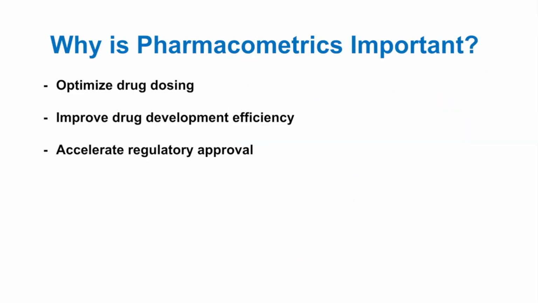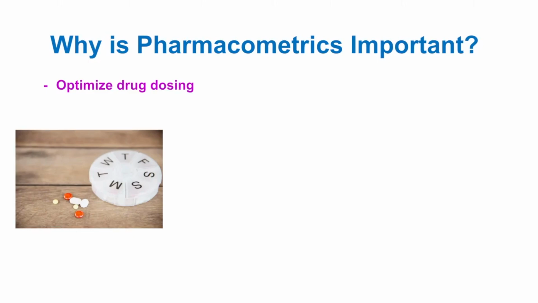Okay, now let's ask the question, why is pharmacometrics important? Why should we care? Well, pharmacometrics has many benefits since it's used to optimize drug dosing, improve drug development efficiency, and accelerate regulatory approval. So let's break these down. Pharmacometrics helps optimize drug dose and dosing schedule by combining patient data with mathematical and statistical models to guide treatment decisions. Many drugs have a narrow margin between being ineffective and causing unwanted side effects. Determining the right dose is therefore a critical part of both drug development and patient care.